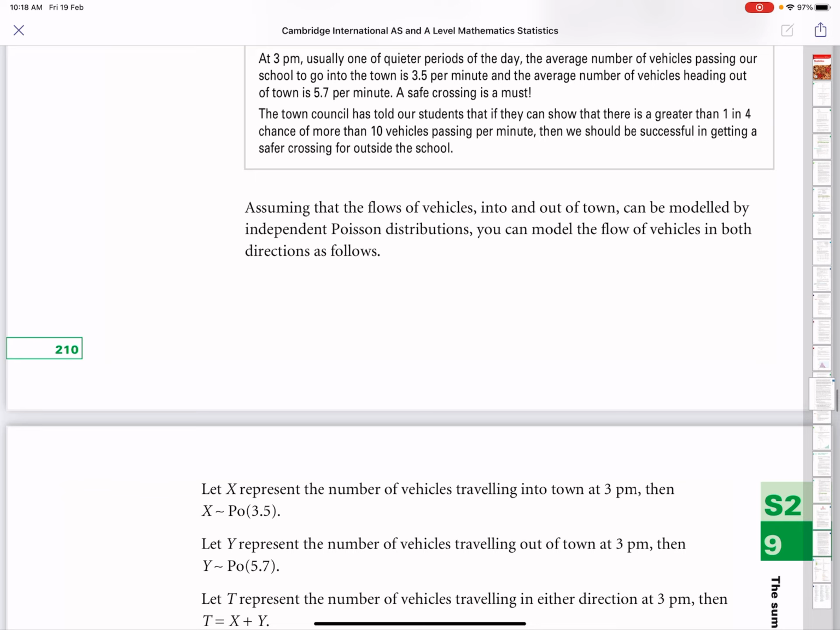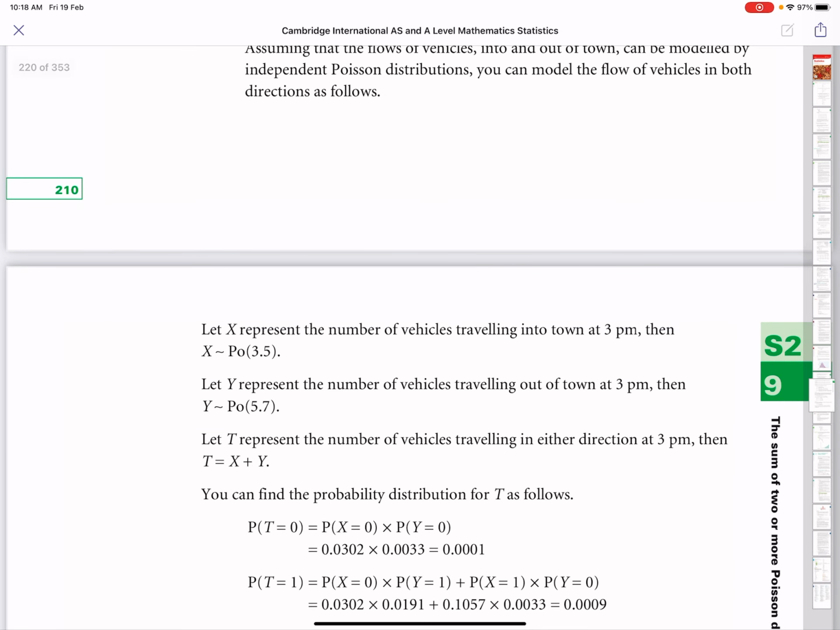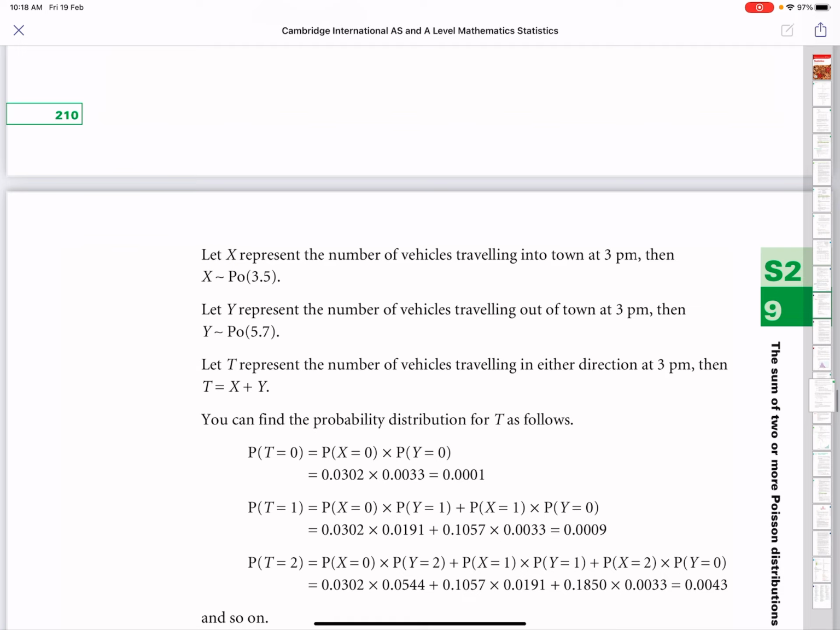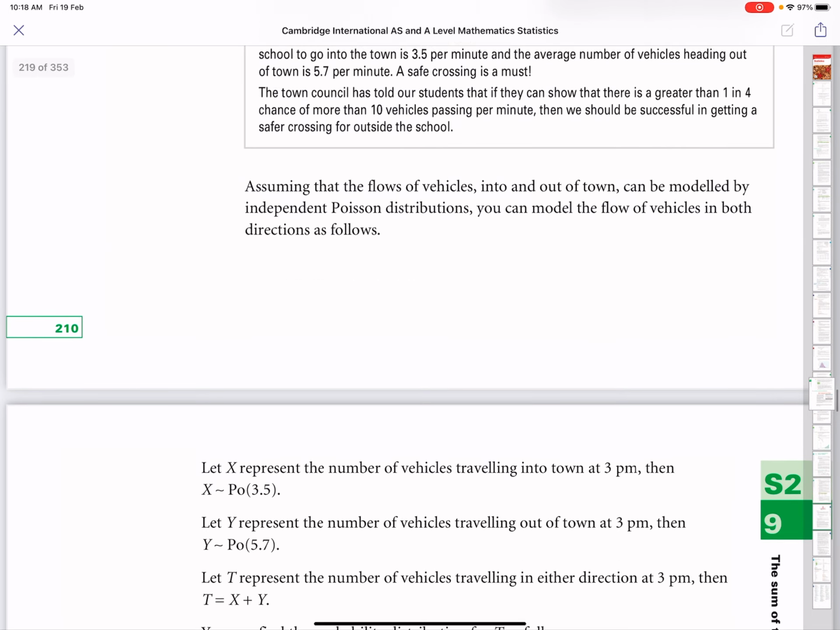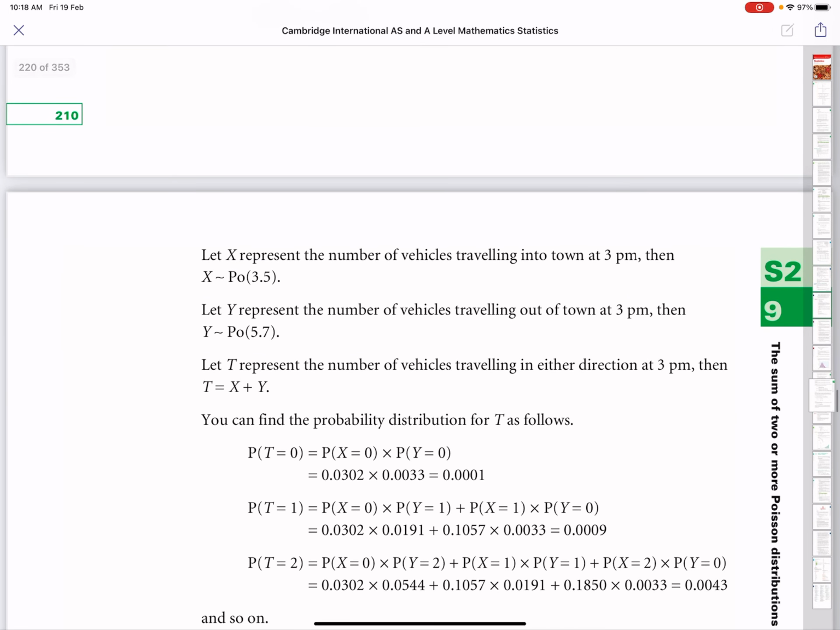So we've got, let X represent the number of vehicles into town, let Y represent the number of vehicles out, and T represent the total of X and Y. To find the probability of T, they've suggested that we could look at the probability of X and Y and all the different combinations. So if I want the probability of the total cars going in and out being 0, I would need the probability of 0 cars entering and 0 cars leaving. And then with those probabilities, you would multiply them together because it's a probability of this and this. So that's a multiplicative probability calculation.